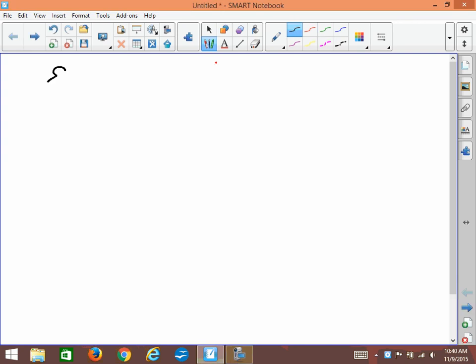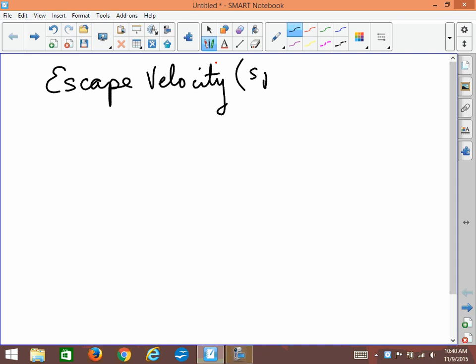All right. Escape velocity. Technically, I guess escape speed is more accurate because we're talking about energy, and there really is no need to worry about directions as such. But there is a direction associated with escape velocity, and of course it would be straight up or straight away from the object that you were dealing with.